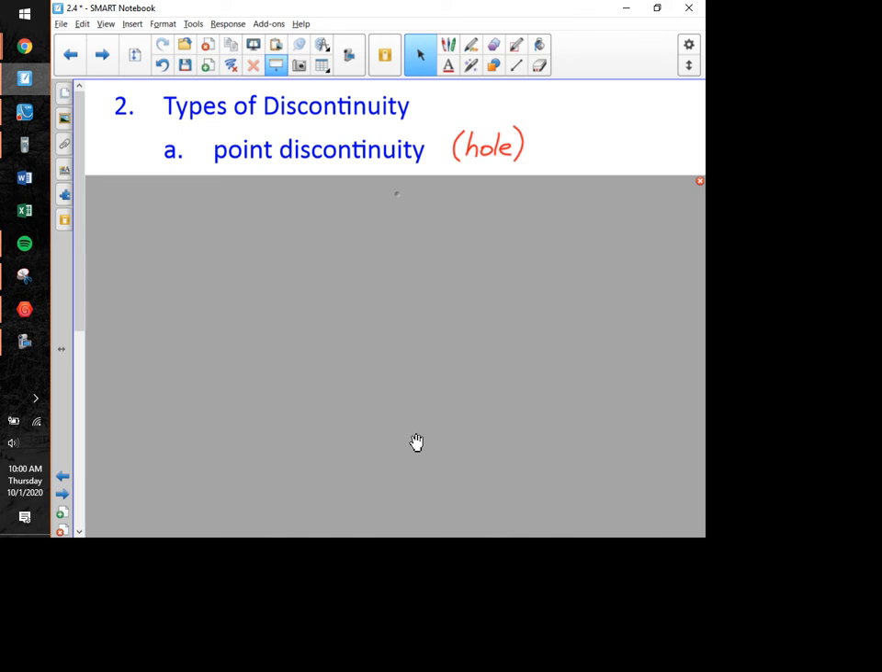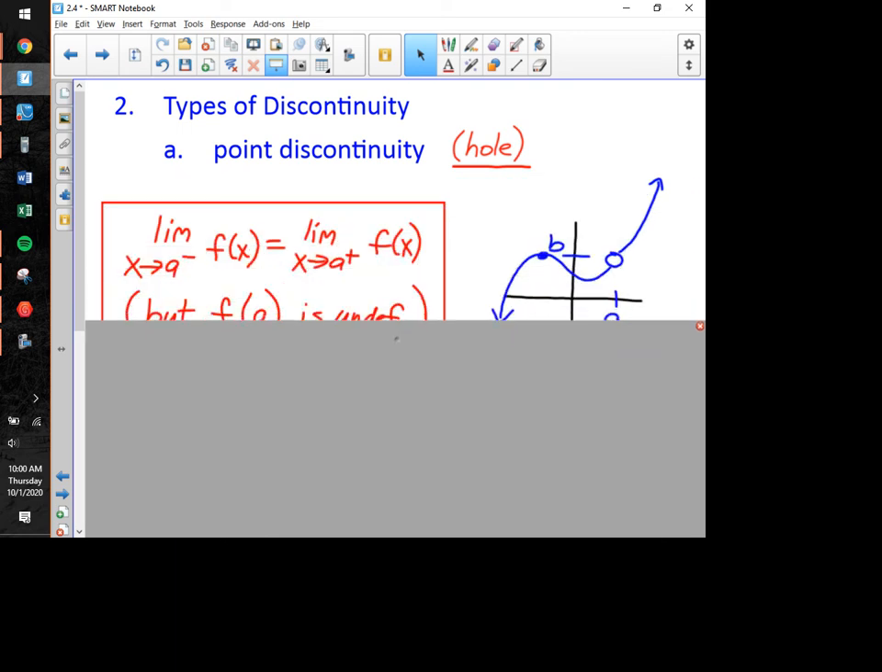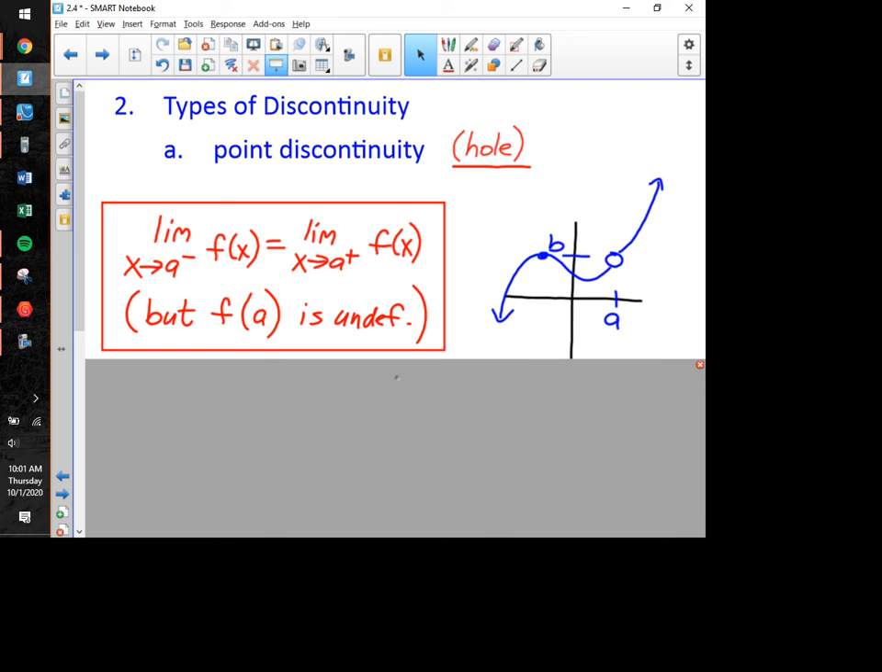So the first type of discontinuity that we are going to discuss is something called point discontinuity. But almost all of you guys know and prefer the word hole when we're talking about point discontinuity. The formal definition of this, everybody: point discontinuity occurs when the left-hand limit as x approaches a of f of x is equal to the right-hand limit as x approaches a of f of x. So that right there is enough to say that the two-sided limit does exist, but here's the kicker now, the actual value of f of a is undefined.